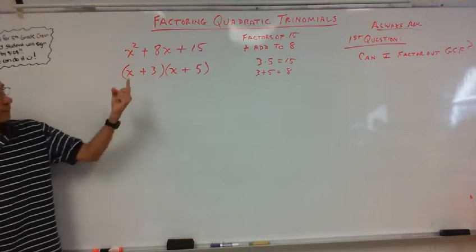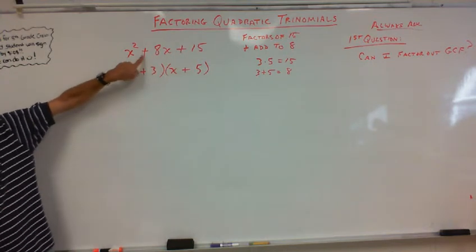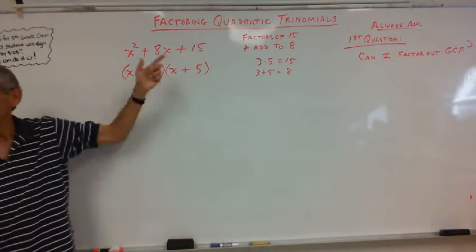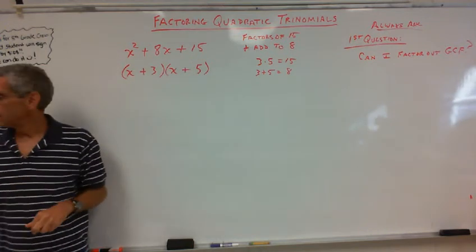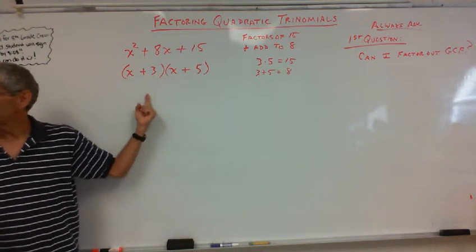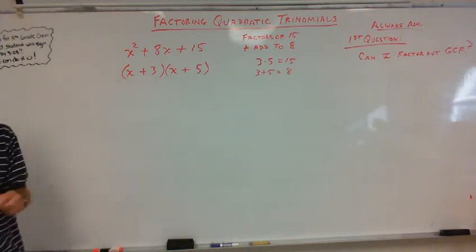Now, I just want to look at signs for just a second. It's x squared plus 8x plus 15. There are no negatives in this at all, right? If there are no negatives, there are no negatives in your answer. They're going to be all pluses, because there's no room for negatives if everything's plus.